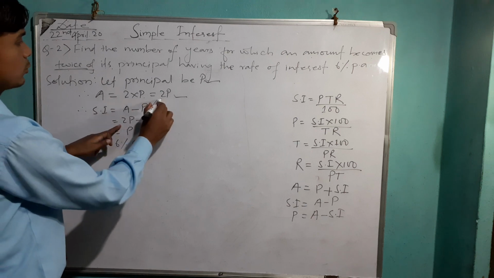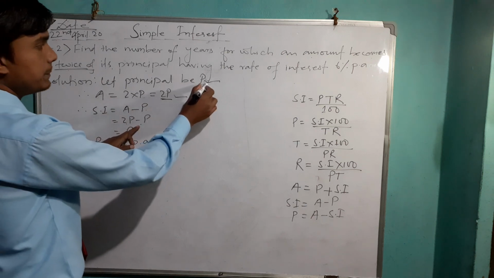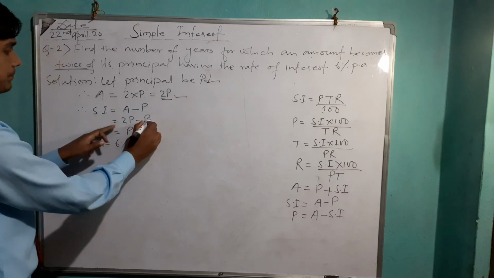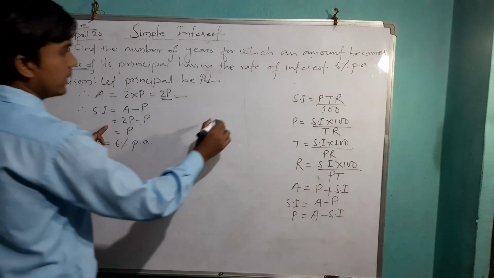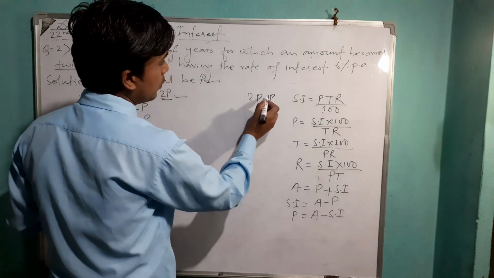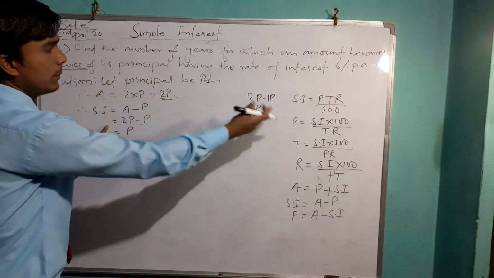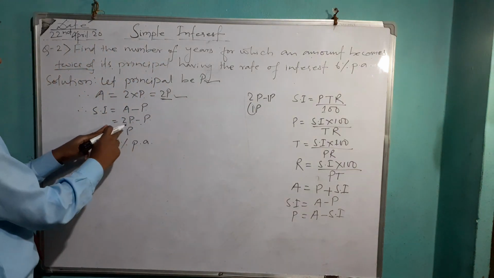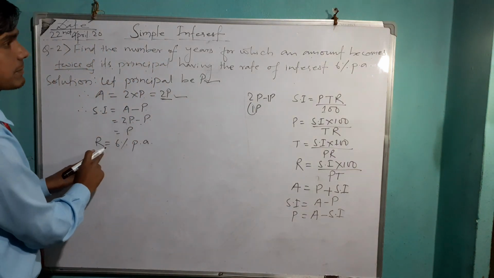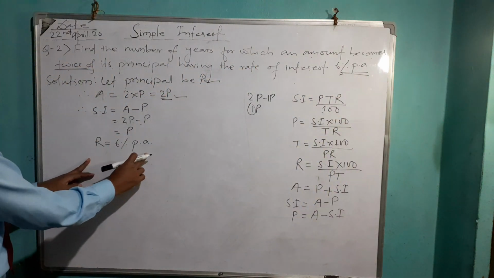The amount is 2P, so I have written 2P, minus the principal, which is P itself. Now 2P minus P. Here there is no number, which means 1. So 2 minus 1 is 1, and this 1 we don't write. No number means we understand it as 1. So I have written P here. And the rate is mentioned here, that is 6% per annum.